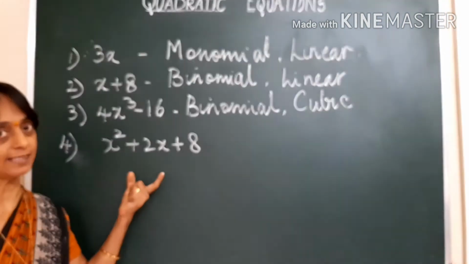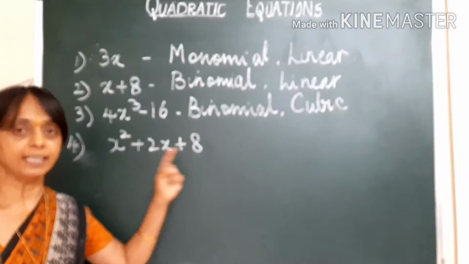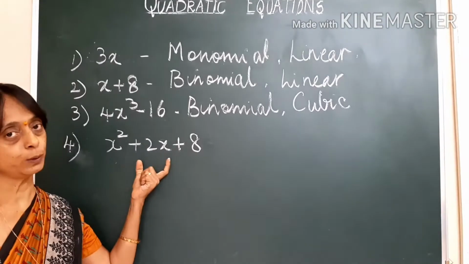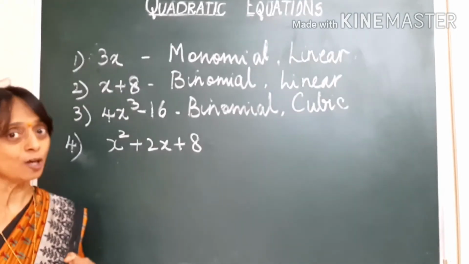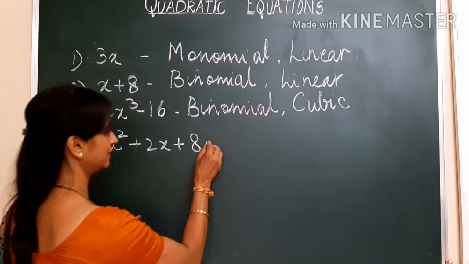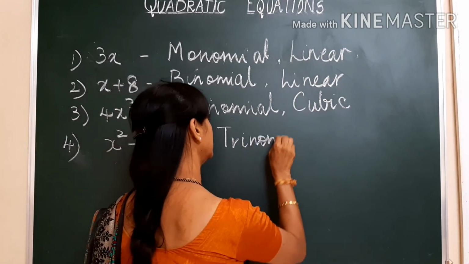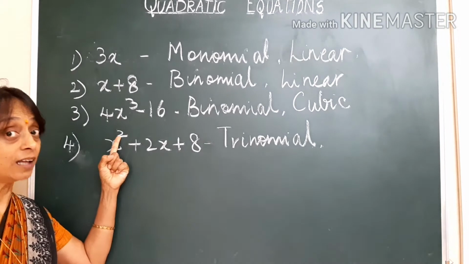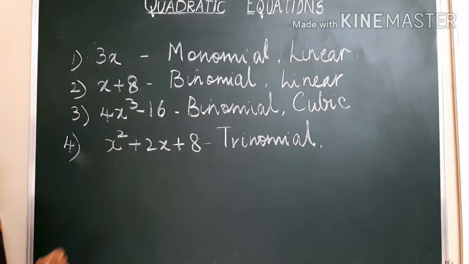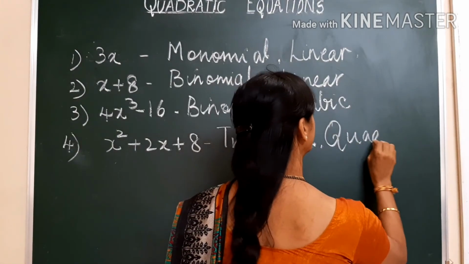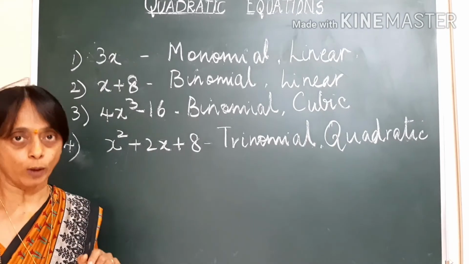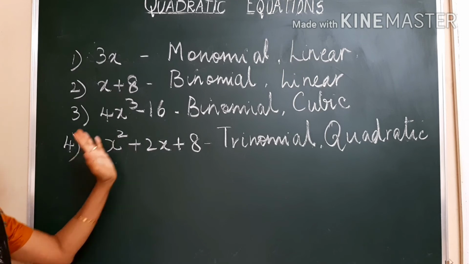Now, let's move on to the last example, x squared plus 2x plus 8. Here children, how many terms do we see? We see 3 terms. The first one is x squared, the second one is 2x, and the third one is 8, combined together with the operation of addition. 3 terms. So can you recall what it is called? It is called a trinomial. Again, looking into the degree of the variable, the highest degree of the variable x over here is 2. So you will call it a quadratic polynomial.